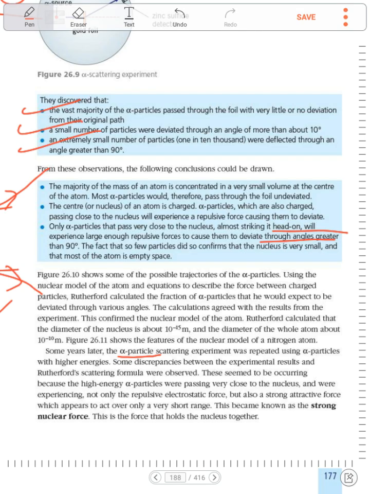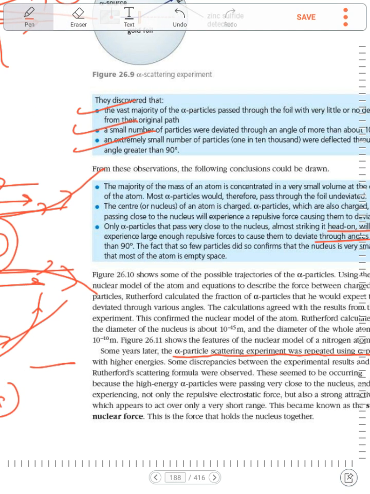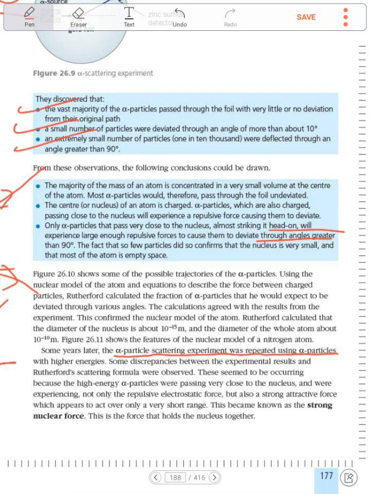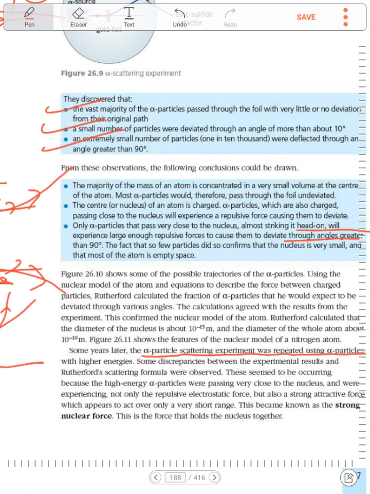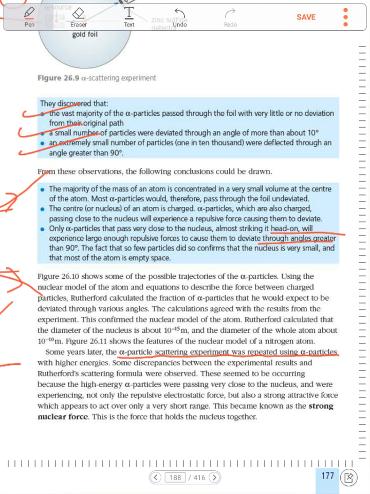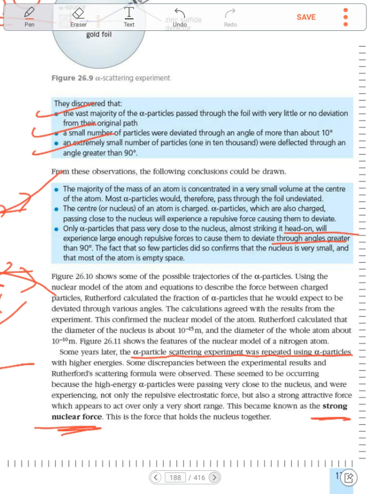Some years later, the alpha particle scattering experiment was repeated using alpha particles with higher energies. Some discrepancies between the experimental results and Rutherford's scattering formula were observed. These seemed to occur because the high energy alpha particles were passing very close to the nucleus and were experiencing not only the repulsive electrostatic force but also a strong attractive force, which appears to act over only a very short range. This became known as the strong nuclear force.